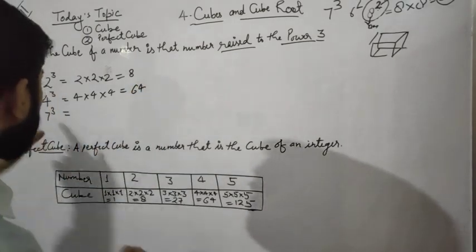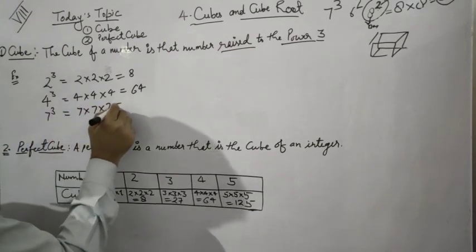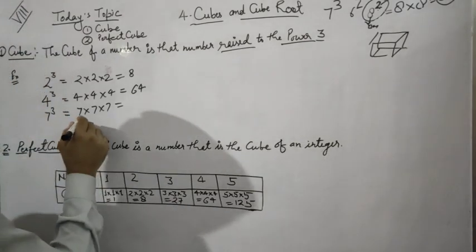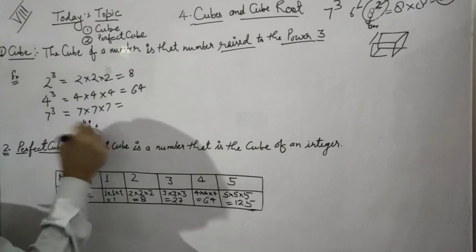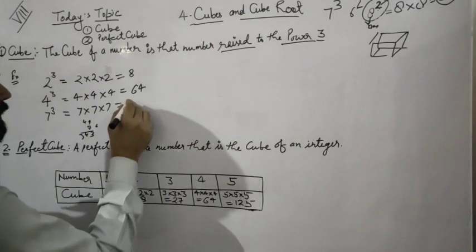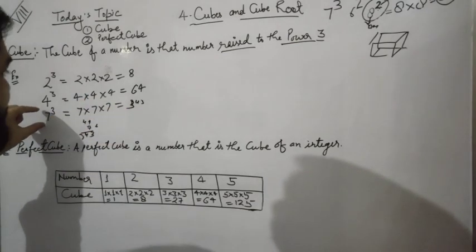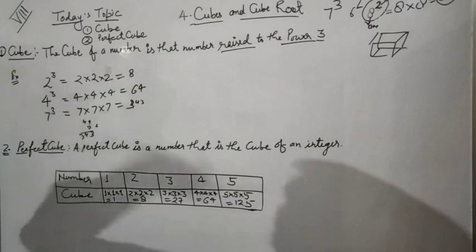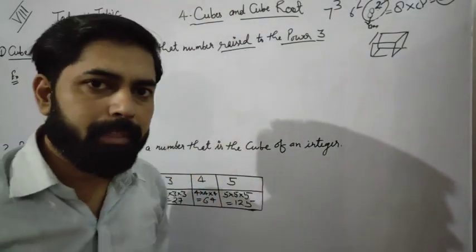Now 7 power 3. So 7 multiplied 3 times. 7 sevens are 49. Then 49 times 7: 7 nines are 63, write 3, carry 6. 7 fours are 28 plus 6 is 34, so 343. So this is the cube of 7, this is the cube of 4, and 8 is the cube of 2.